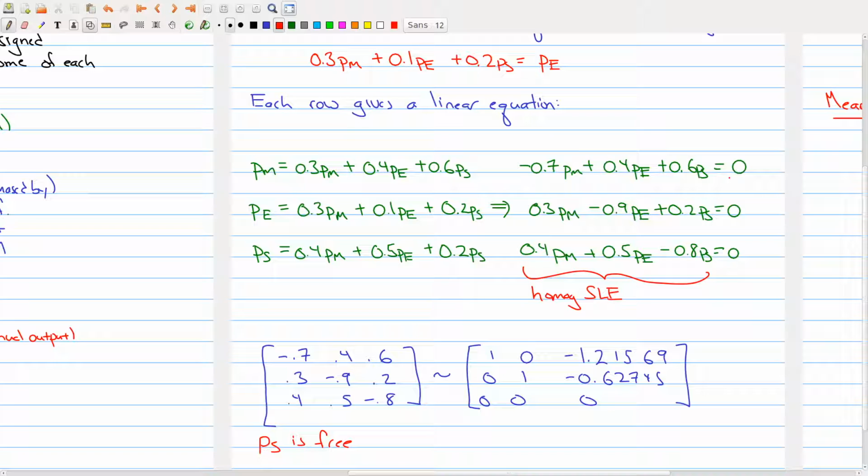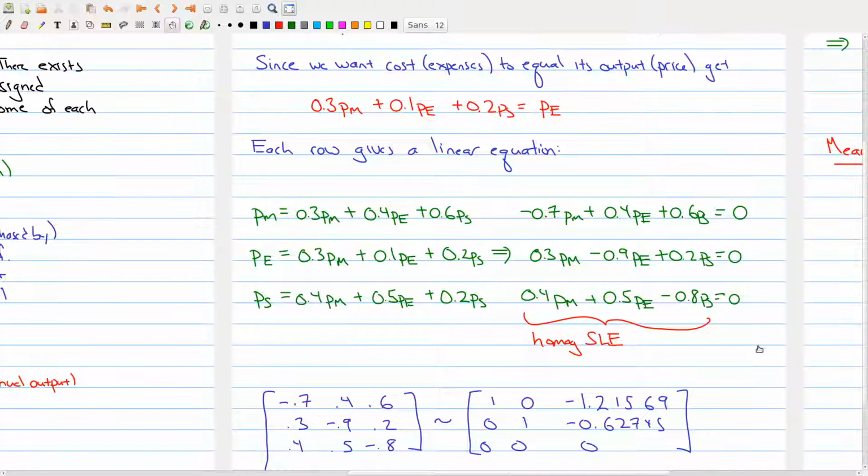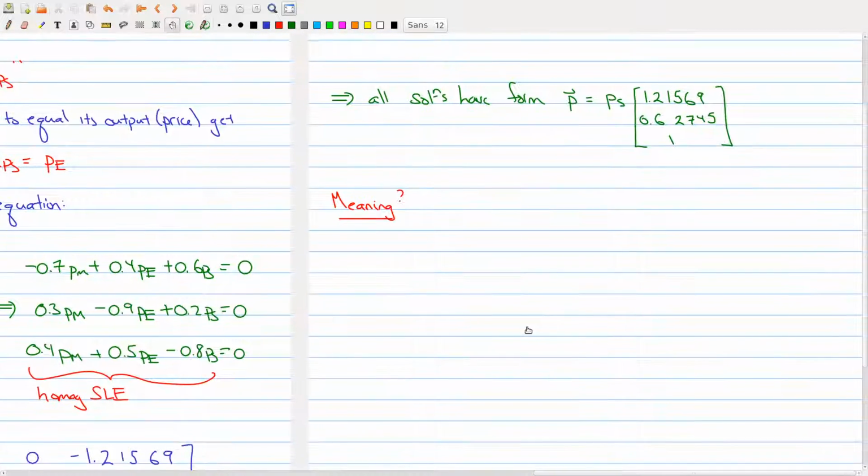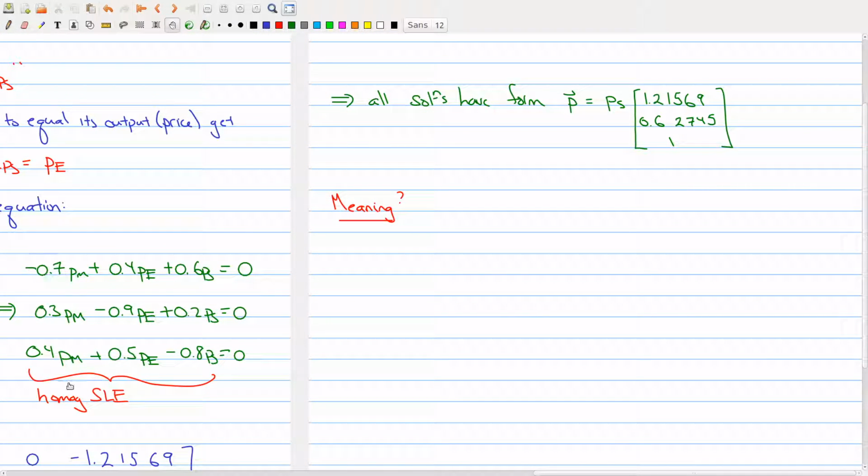So because we have a free variable, there is a solution to this homogeneous system that's not the trivial solution. And we also get that PE is equal to 0.62745 times whatever the value of PS is, and PM, manufacturing, is 1.21569 times PS. Okay, so kind of summarizing it, what it means is that all solutions to this homogeneous system of equations have to be of the form PS times this particular vector.